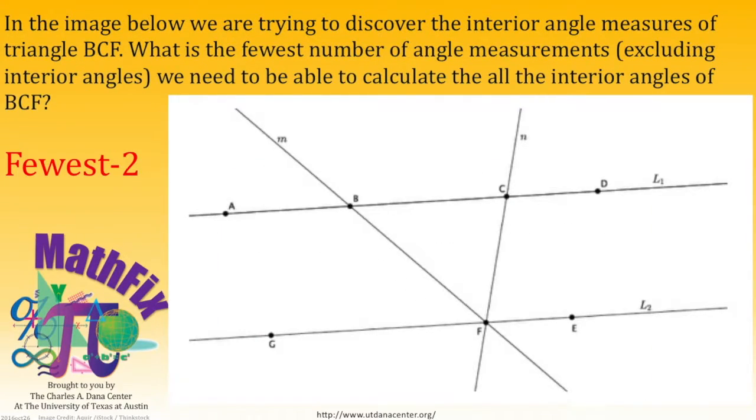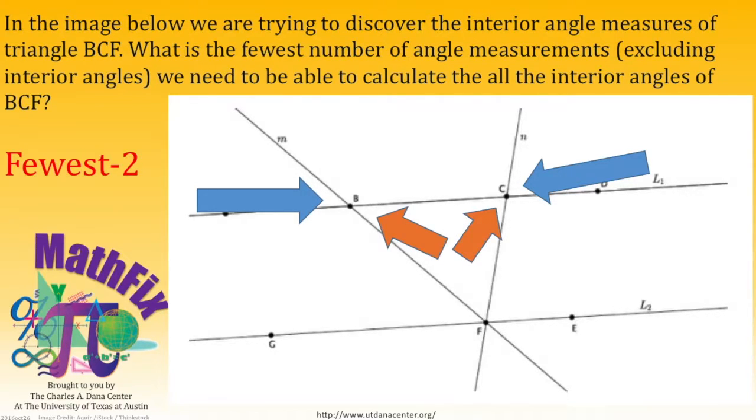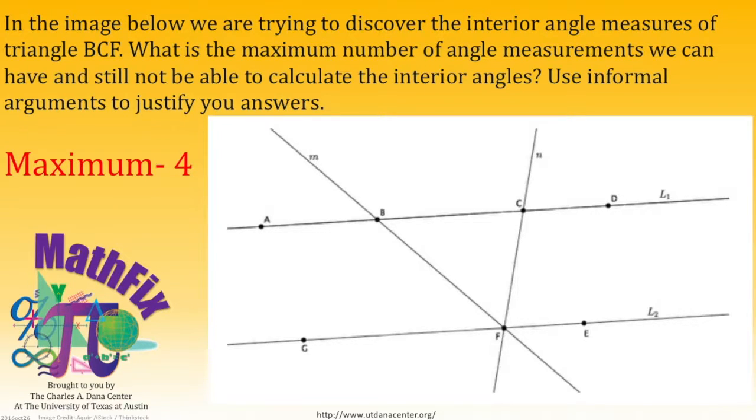For our fewest, we might think, well, if I have two angles, specifically these two angles, we have vertical angles to interior angles of that triangle, and we can use the vertical angle theorem to get the measurements of these two interior angles. And once we know the two interior angles, we can discuss that a triangle has 180, subtract those from that, and get our third angle. Simple enough.